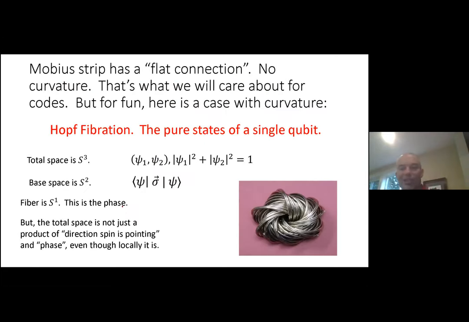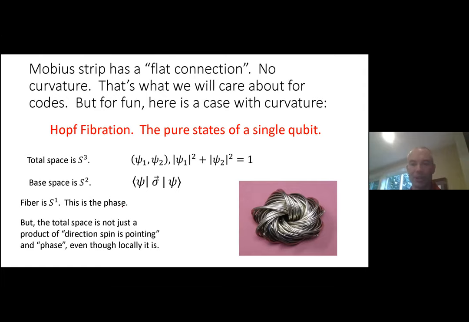This slide is kind of just for fun. The Mobius strip is an example of a fiber bundle with a so-called flat connection, and there's no curvature. You can just imagine that it's this flat strip, and then the left and right edge are joined with a twist, and that's what we're going to care about for codes. But for fun, I want to mention another example of a fiber bundle, simply because it's very relevant to this whole conference, and this is the so-called Hopf fibration. This is the pure states of a single qubit.